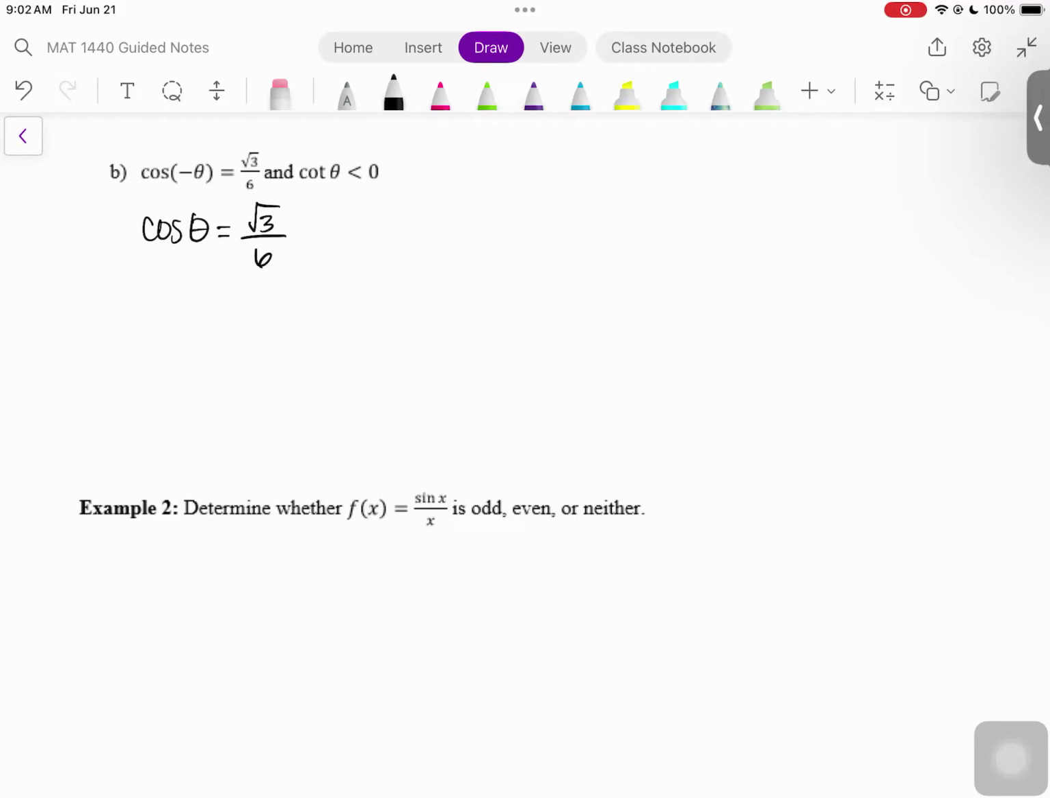Since cotangent is negative, that means tangent is negative. So tangent of theta is negative, and that happens in quadrants 2 and 4. Cosine being positive happens in quadrants 1 and quadrant 4. So if both of these pieces of information need to be satisfied, then that tells me that our angle theta has to be in quadrant 4.